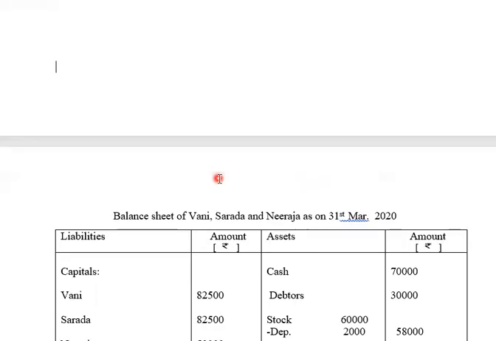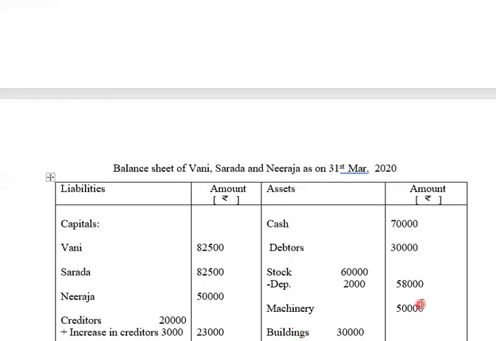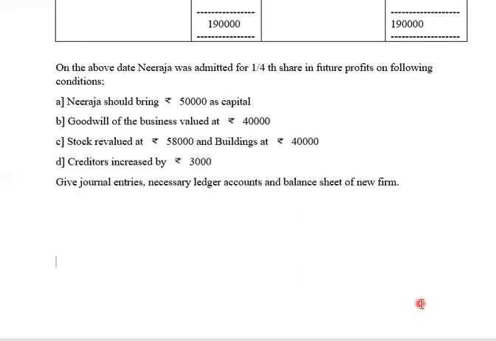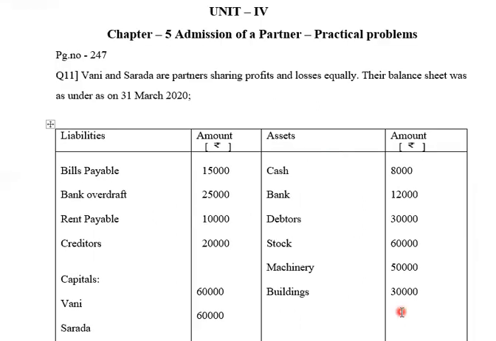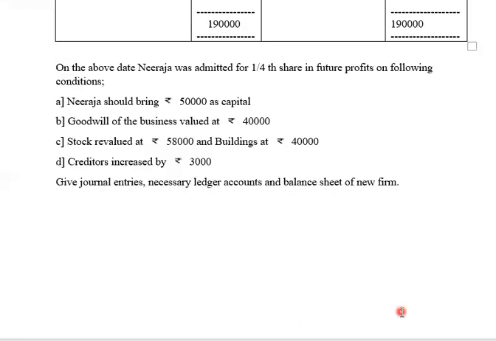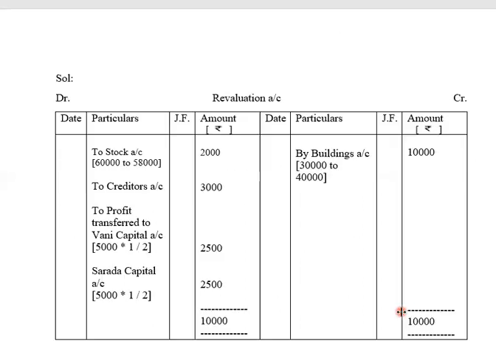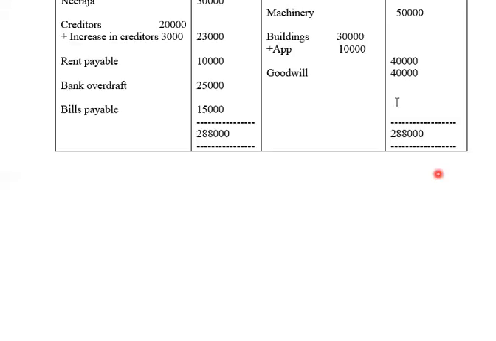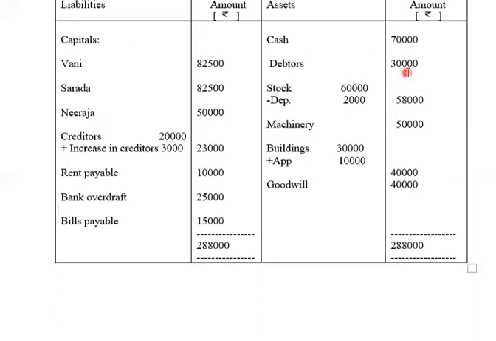In balance sheet it will be shown as stock 60,000 minus depreciation 2,000, it becomes 58,000. Next we have adjustment on buildings, which is 40,000. Buildings की value ऊपर 30,000 है, 30,000 की चीज 40,000 करना है. So this is increase in value of asset, it will be recorded on credit side as by buildings 10,000. It will be shown in balance sheet as buildings 30,000 plus appreciation 10,000, it becomes 40,000.